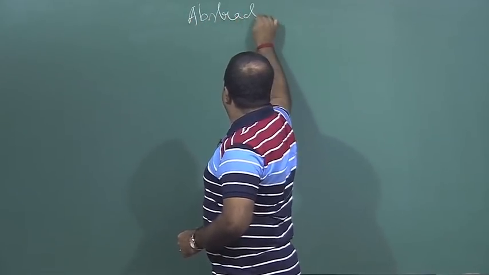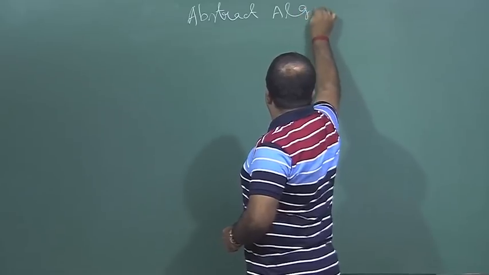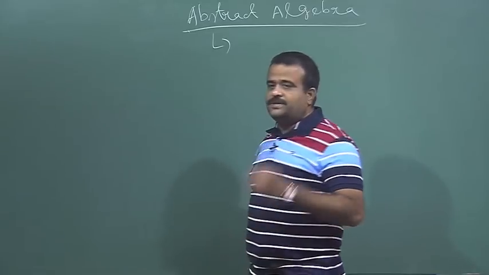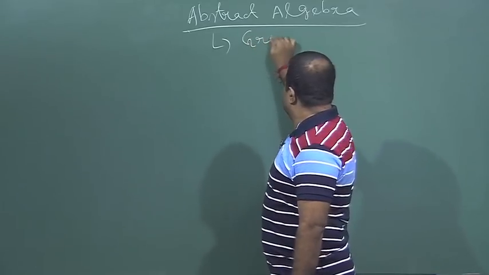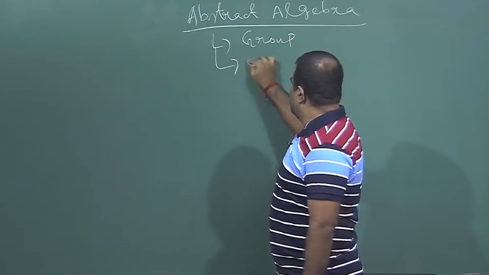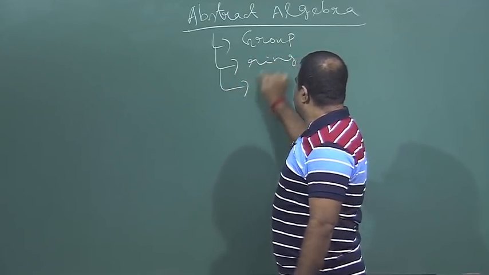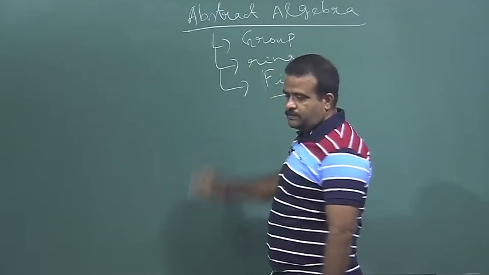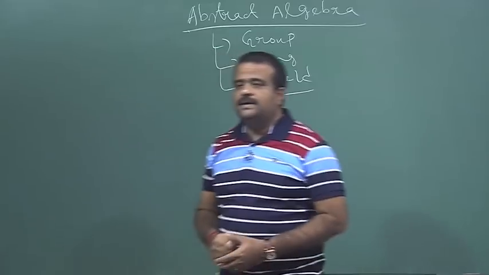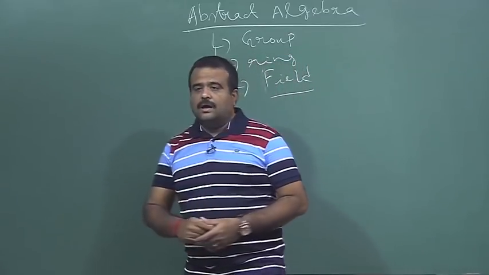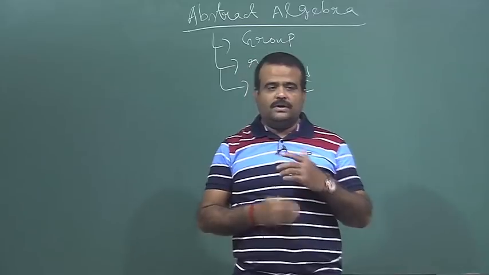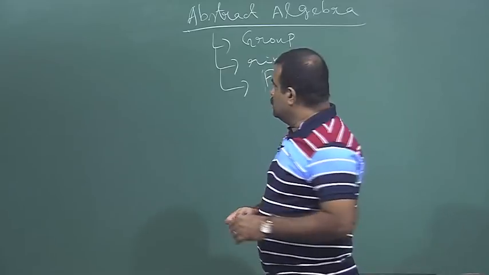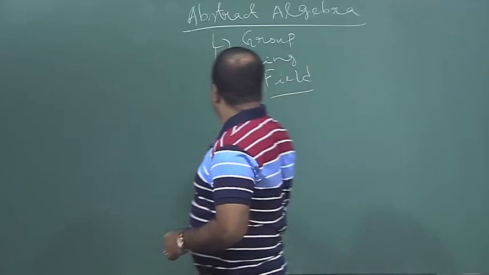Abstract algebra. In this area we will talk about three algebraic structures, namely group, ring, and finally we talk about field. Group, ring, field, and these are basically algebraic structures over a set with one or two operators. So, let us start with the set. So, what is a set?